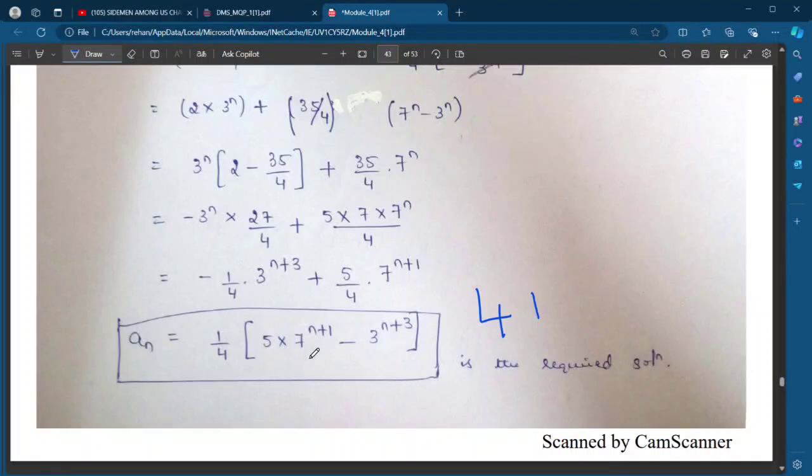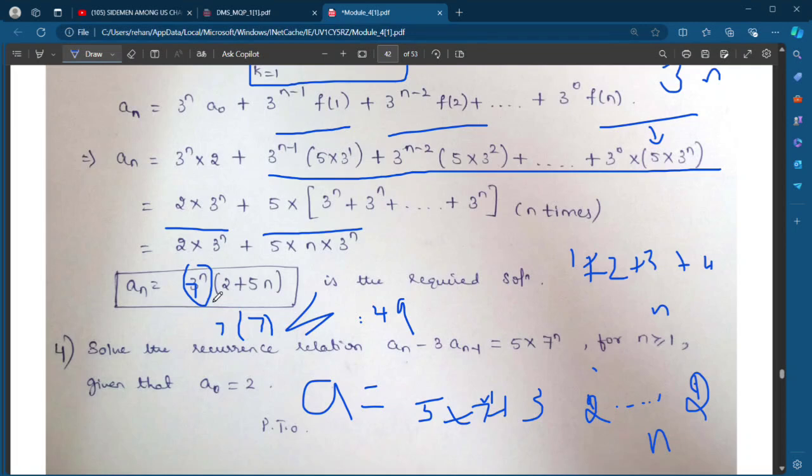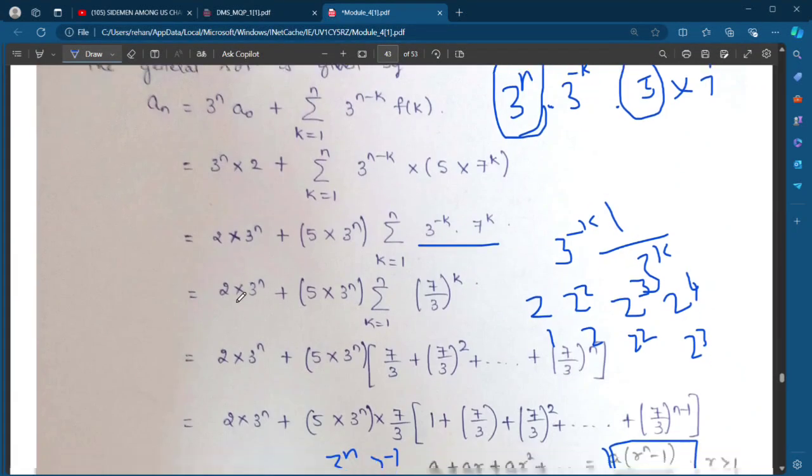But okay, let me take 5 into 7 power n plus 1. 1 plus 1 is 2, 7 square. 1 plus 4 is 3 power 4. I'm getting different values itself. An is equal to like this: 7 power n into 2 power 5 plus 5 into 1. So 2 plus 5, that's 7, 7 into 7 will be 49.